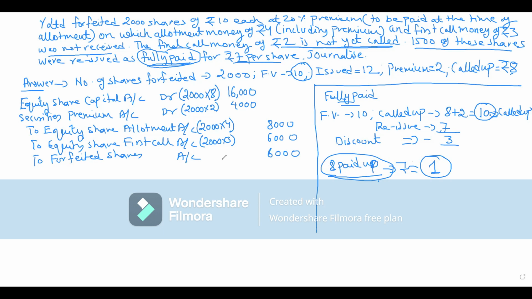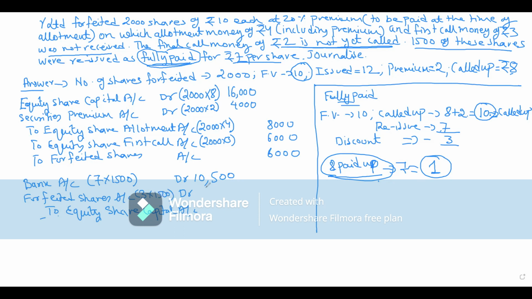Fine. So in this case, what will my journal be? Tell me. Bank account debited. Forfeited shares account debited, to equity share capital account. So bank account debited, how much will it be? 7 rupees reissued. How many shares reissued? 1500. So how much will this be? 10,500. And how much will this be, children? 3 into 1500. How much? 4,500. Total amount, how much will it be? 15,000. Done. Now let's look into the last part.